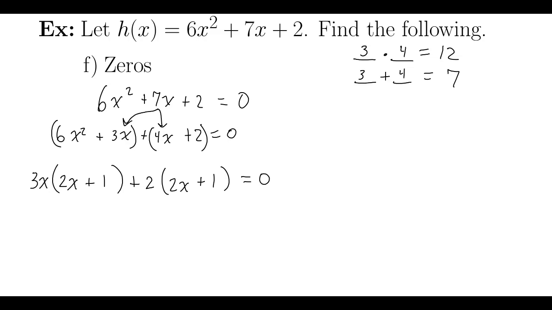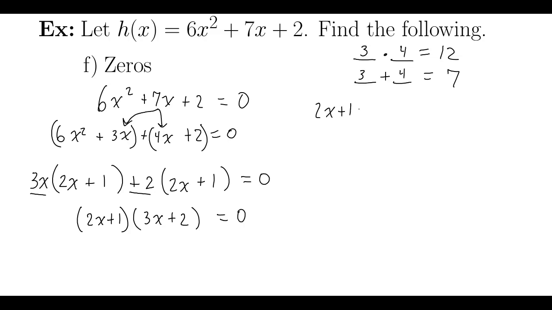So I'll write them together as one: 2x plus 1. In the second set of parentheses, I'm going to put this outside stuff, this 3x plus 2. Now we have factored it. Remember, the goal is to find the zeros. So now that I've factored it, let's set each parenthesis individually equal to 0 and solve them.